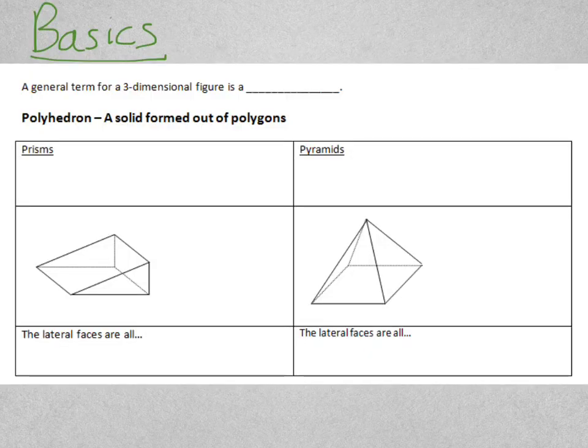Okay, so let's talk the basics. A general term for a three-dimensional figure is a solid. Now we mean it slightly differently than in physics, where we're talking about solids, liquids, and gases, but we're just using it to talk about a three-dimensional figure. Now, among solids there are things called polyhedrons, which is a solid formed out of polygons. There are other types, but the two main types are prisms and pyramids.